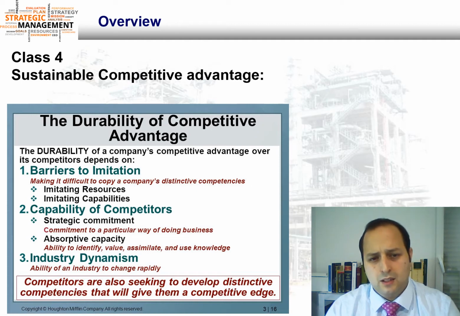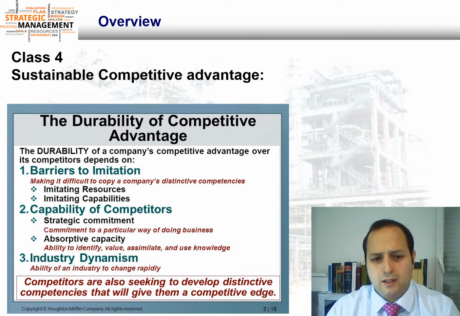And the durability of a company's competitive advantage over its competitors depends on several factors. For example, it depends on the industry dynamism. This is the ability of an industry to change rapidly. It depends on the capacity of competitors. It's not the same to compete against big brands or against medium and small companies.